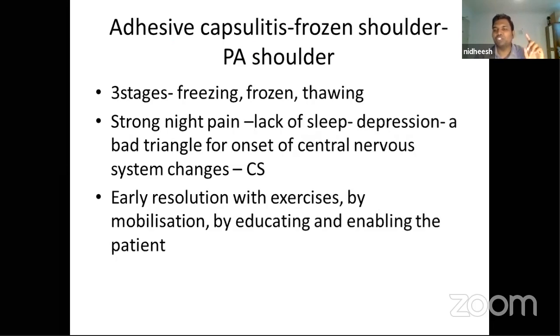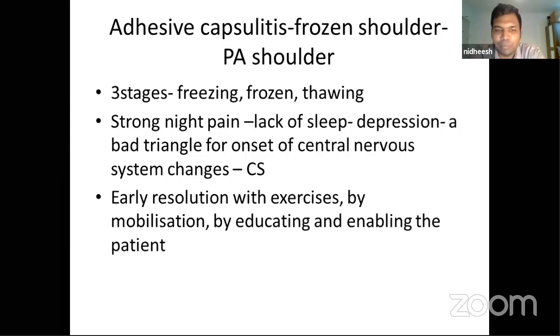So if you have a combination of pain and a lack of sleep, and the patient is already feeling very low, this is really a bad triangle. It's a bad triangle because it can cause a lot of central nervous system changes. It can lead to chronic pain and central sensitization. In that case, it's going to stay with the patient for a long, long time, and you don't need to have a structural cause to have chronic pain, because it's something to do with your neural changes.